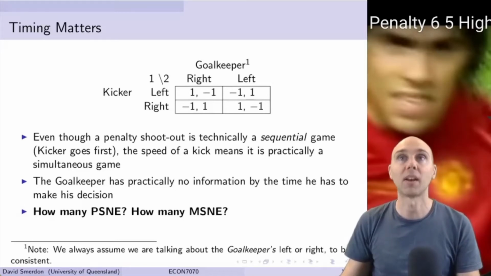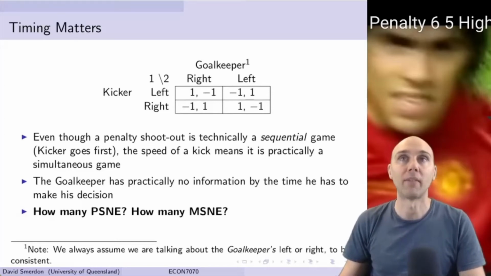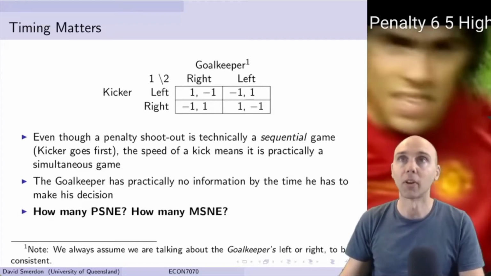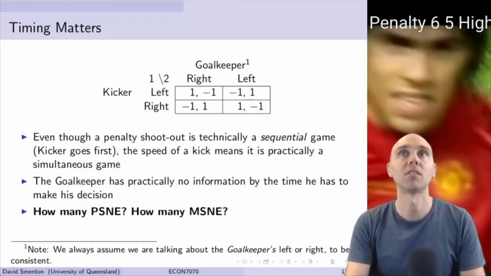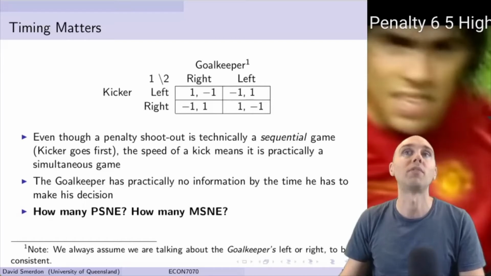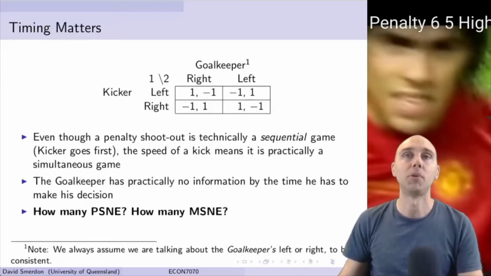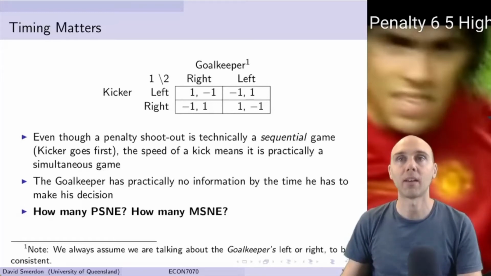Okay, so let's imagine that these are the payoffs. That is, if the goalkeeper dives to his right, but the kicker kicks to the goalkeeper's left, then it's not a match for the goalkeeper. He's gone the wrong direction. The goalkeeper gets -1, the kicker scores and gets 1, and so forth. We've seen this payoff table before, so let's just quickly test your recall. How many pure strategy Nash equilibria are there, and how many mixed strategy Nash equilibria?